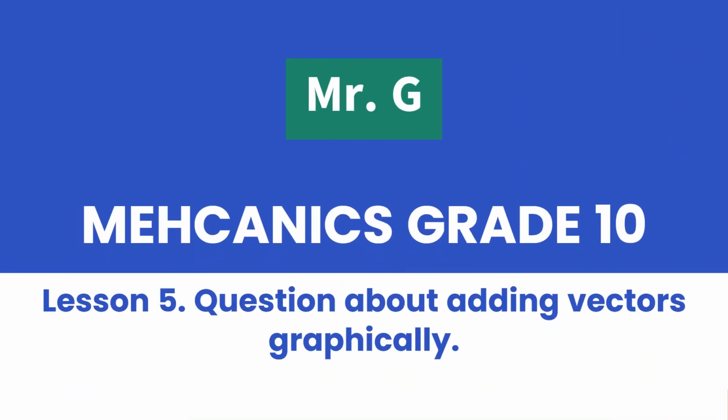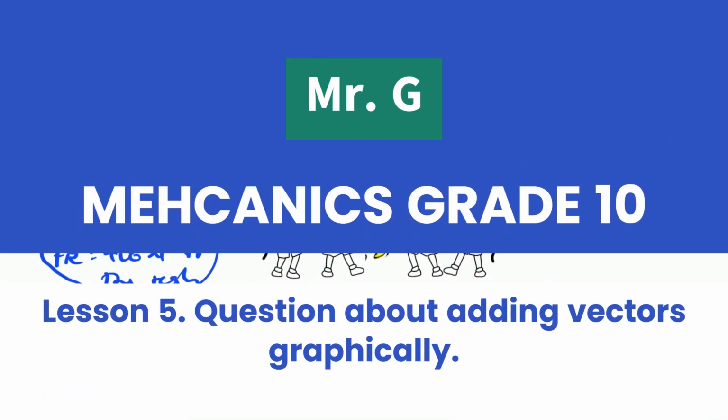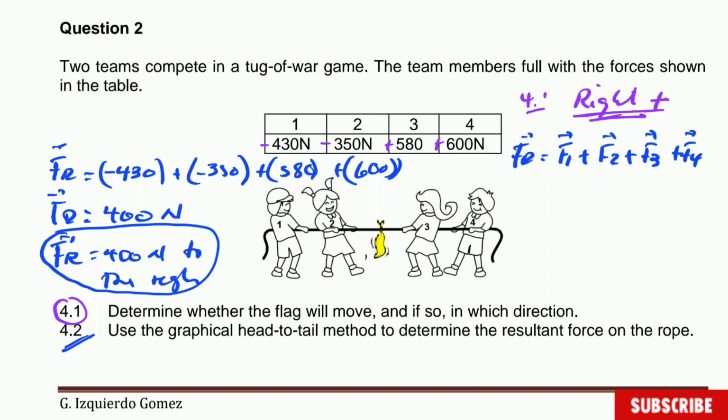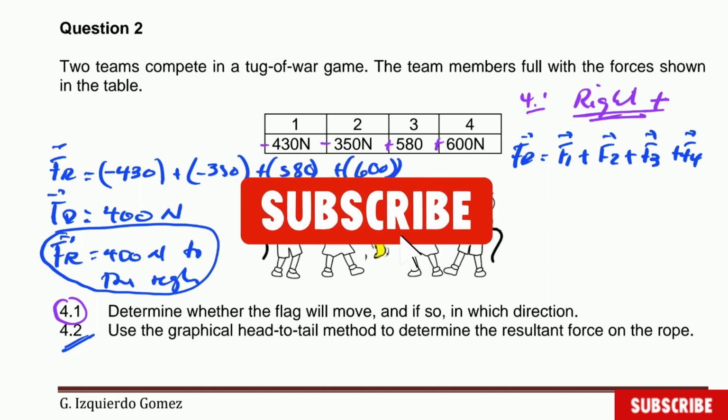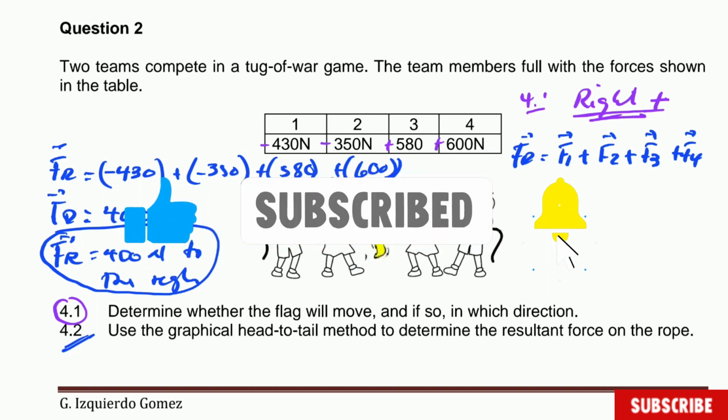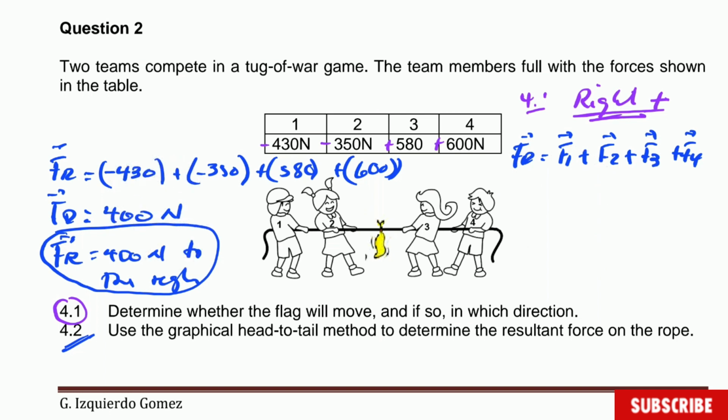Okay guys, last time we answered this question too, and we added those vectors algebraically. Now we're going to do the graphical representation and adding of those vectors right away. We have four forces: four children playing a tug of war game on a rope, with two children pulling to the right and two pulling to the left. We already answered this one, and we got that the resultant force was 400 Newton to the right. Now we are going to use the head to tail method to add these vectors graphically.